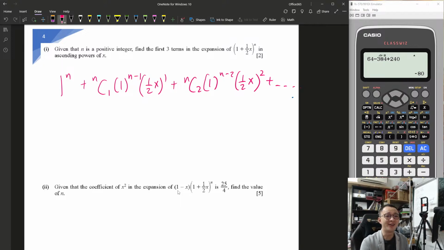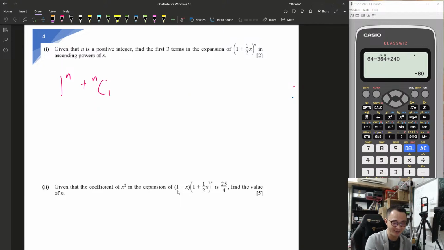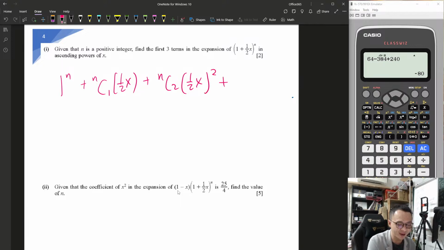But if I do myself, I will never write the 1 power of n minus 1. Why? Because 1 power of anything, you are getting 1. And 1 multiply these 2 terms, you are getting back the same thing. So normally if I do myself, the 1 power of n minus 2, I will just ignore it. It's just 1. So if I do myself, I will just have something like this without writing that one. So this is 1 over 2x power 1 plus nC2, this is 1 over 2x power of 2. Okay, done. This is the first 3 terms.